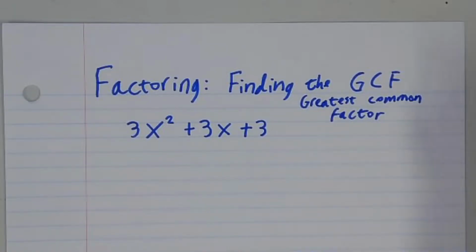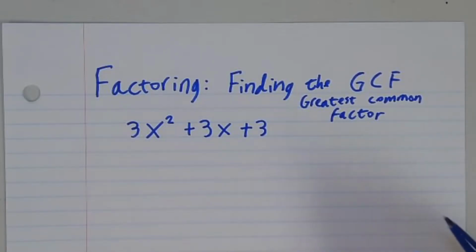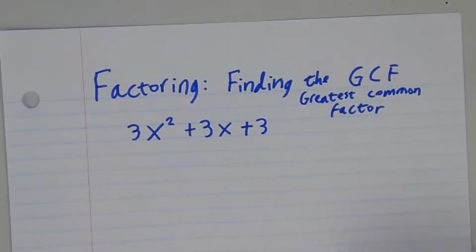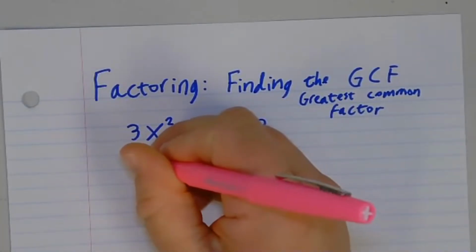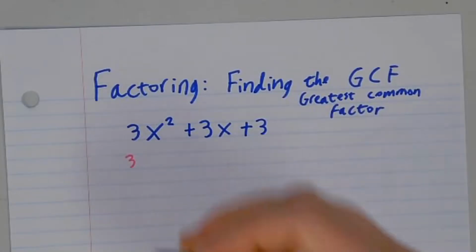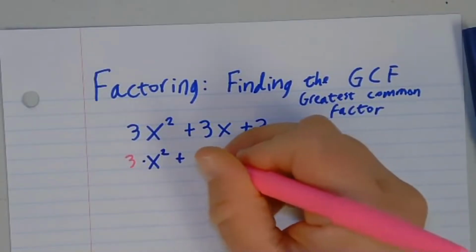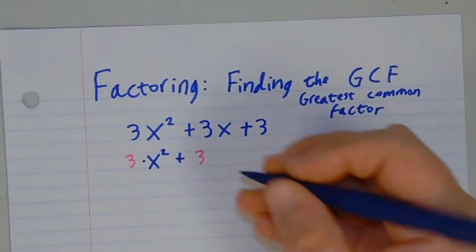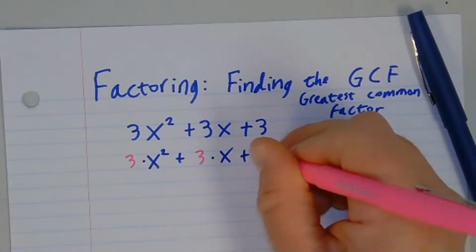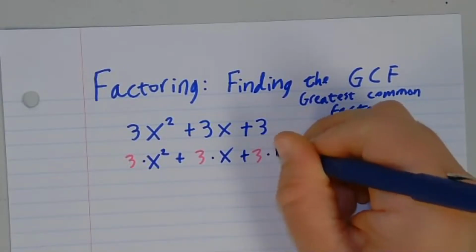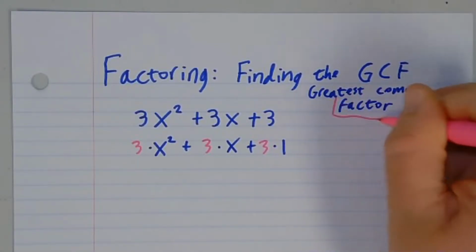So that means the biggest number that we can multiply, we can write each of these terms with as a multiplication problem. So in this case, this one is 3 times x squared plus 3 times x plus 3 times 1. So they each have 3 as a factor.